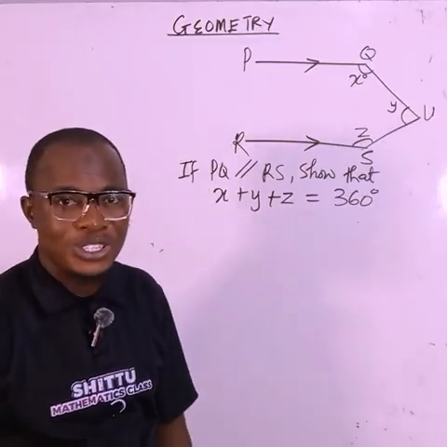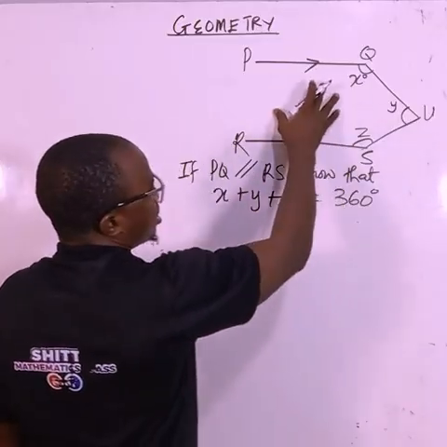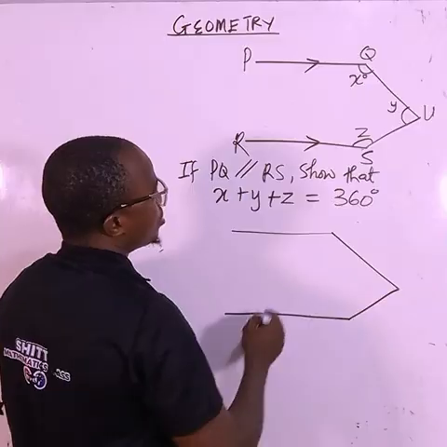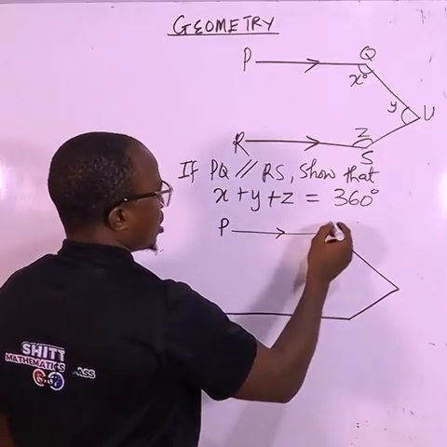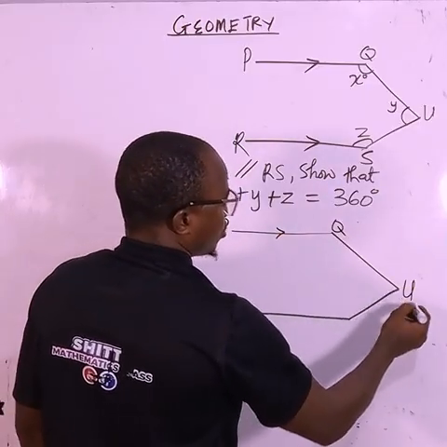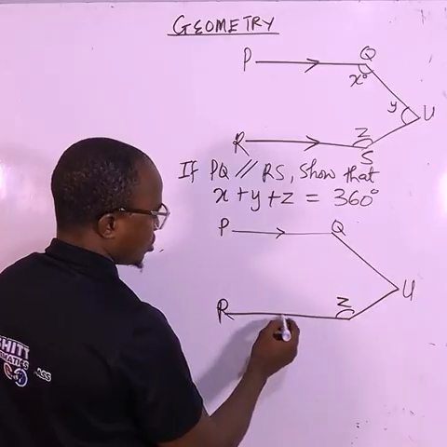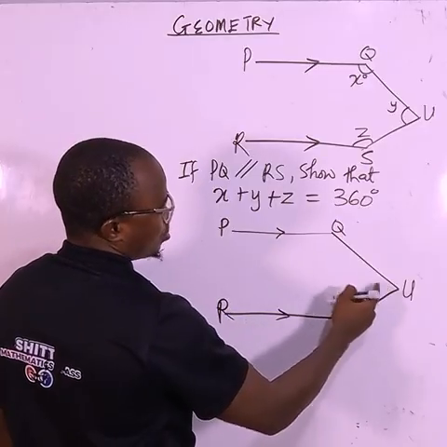So how are we going to do it? Now, let me redraw this. Sorry, this is not drawn to scale. I have P, I have Q here, I have U, then I have Z here, I have R. Now, you see this one here, which is Y.